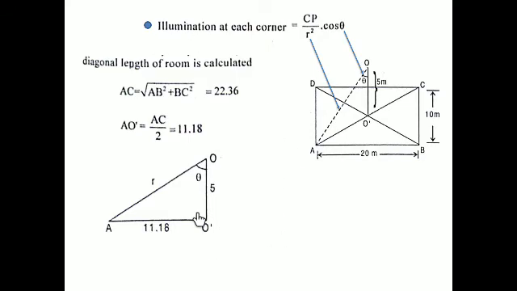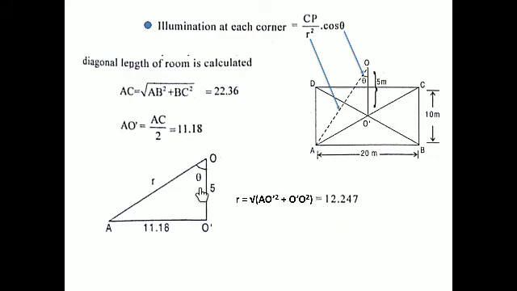So that's all, people. You have to repeat the same step we saw in the room diagonal measurement. In this case, you now know the height, length and breadth. With this, use the same formula. R is equal to whole root of A O dash square, which is the length 11.18 square, plus O dash O square, which is 5 square. By solving this equation, you can easily find the R value. That is nothing but 12.2 meter.